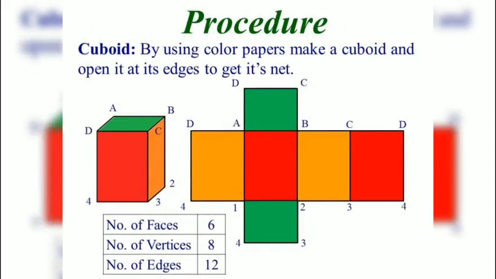Procedure: first, take a cuboid. By using color papers, make a cuboid and open it at its edges to get its net. So here this is the net of a cuboid. So number of faces of a cuboid is 6, number of vertices is 8, number of edges is 12.